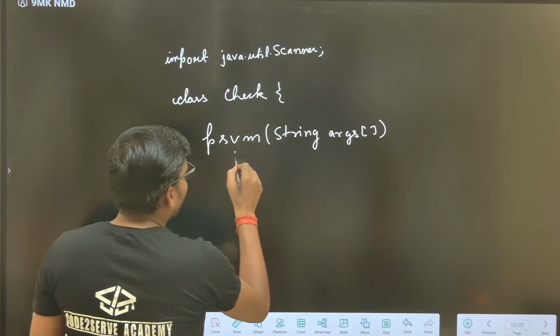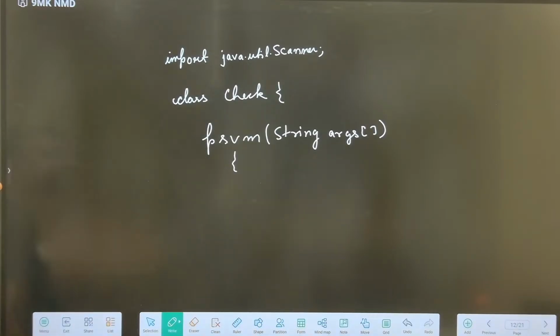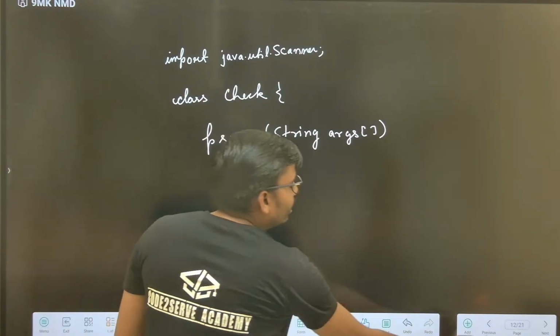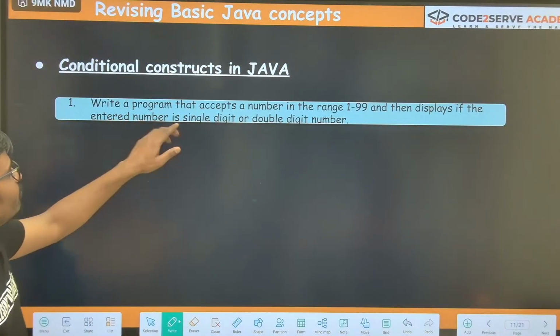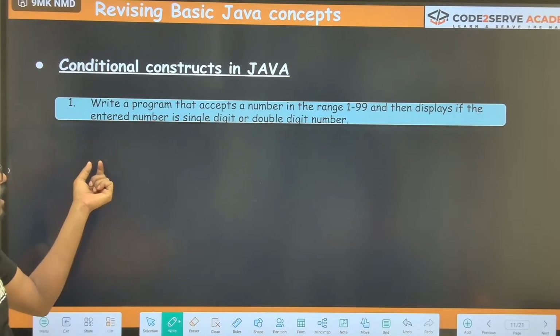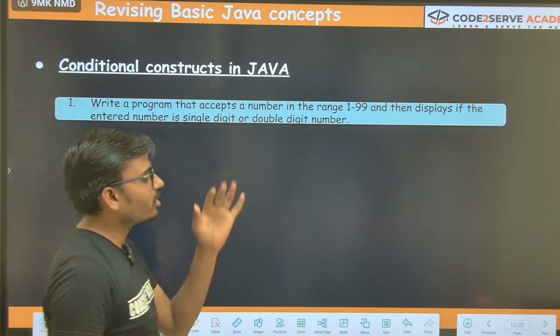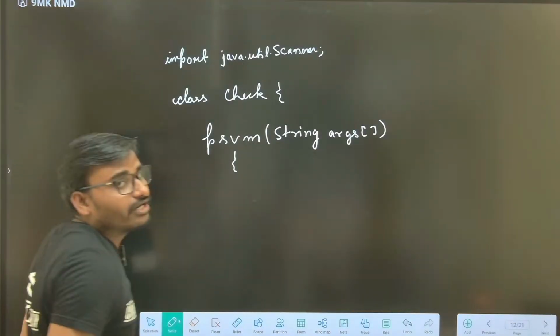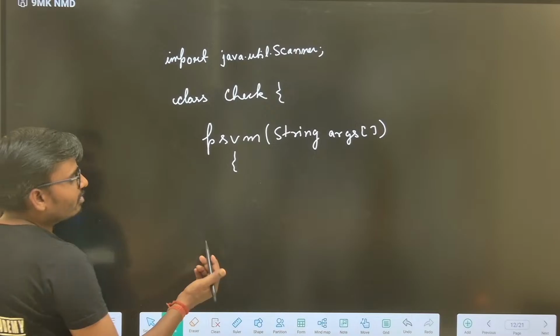All right, now next, what was the question? We have to take input, write a program to accept a number in the range 1 to 99 and then display if the entered number is a single digit or a double digit. So it is very easy, it is straightforward.